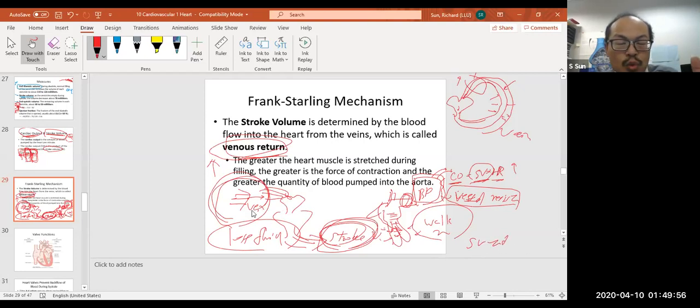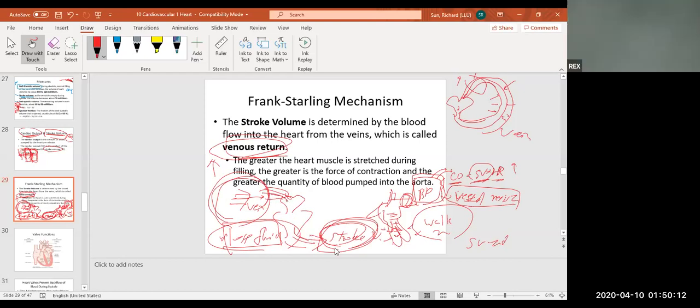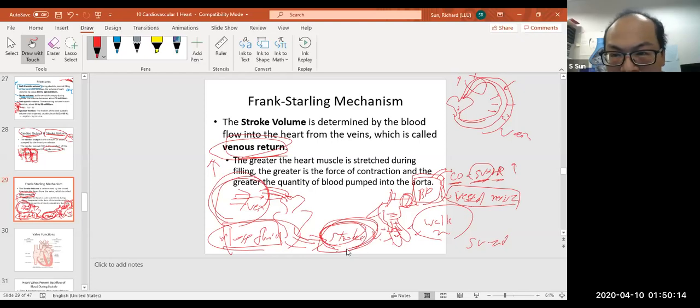And by sweating, you lose fluid. If you don't drink fluid, your body will lose a lot of fluid. And by losing fluid, you will have less venous return. Low venous return will have low stroke volume. With low stroke volume, we'll have low cardiac output and cause low blood pressure.